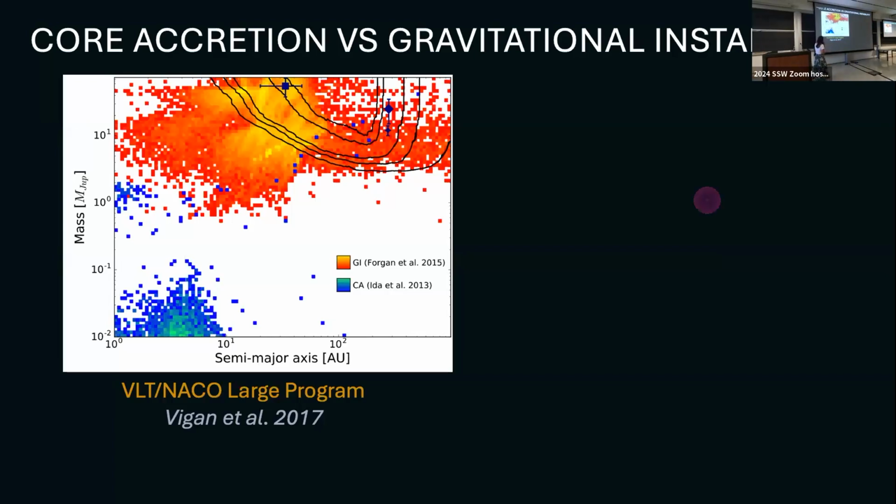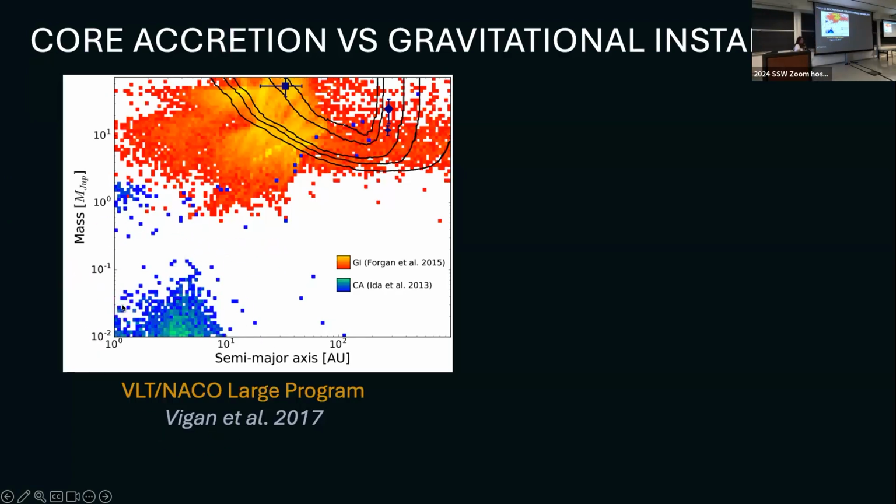here we have the detection limits of the NACO large programs. So the curves that you see up here tell you the sort of mostly brown dwarfs that could have been detected in this survey. And overplotted in the colored dots are the expected outcome of synthetic populations for gravitational instability at the top, and then core accretion here at the bottom.